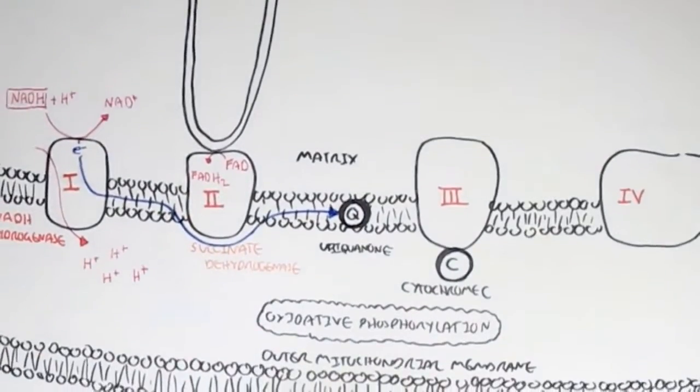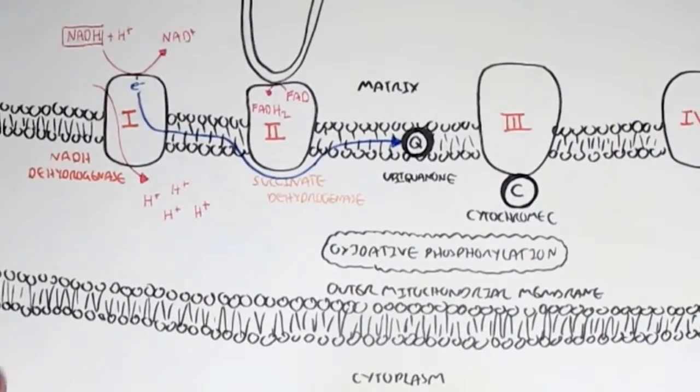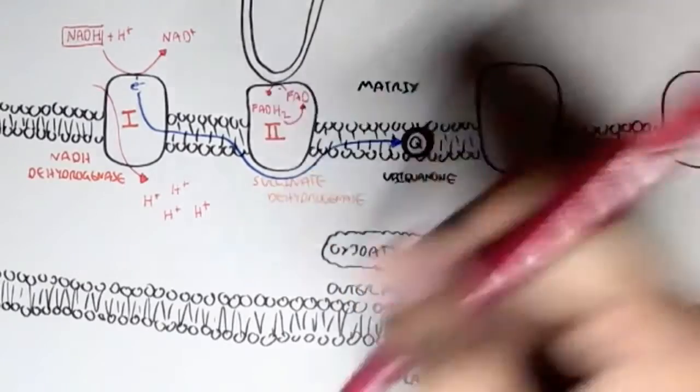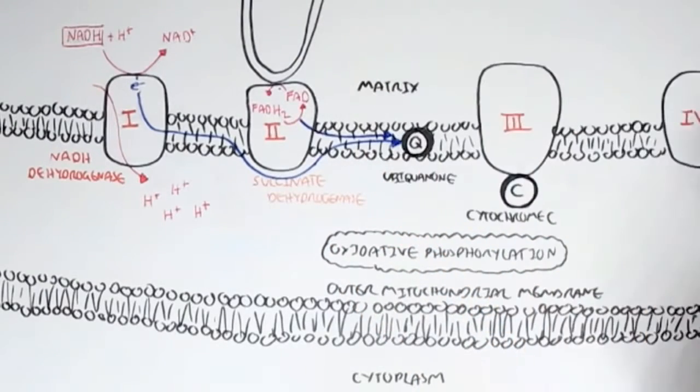Complex 2, known as succinate dehydrogenase, will first reduce FAD to FADH2 from the Krebs cycle, from succinate. But then it will oxidize FADH2 to steal its electrons and then pass it on to ubiquinone. Now, something very important to understand is that ubiquinone can only carry electrons either from NADH or from FADH2. It can't carry electrons for both of them. And so, electrons from NADH and FADH2 are carried by ubiquinone separately.